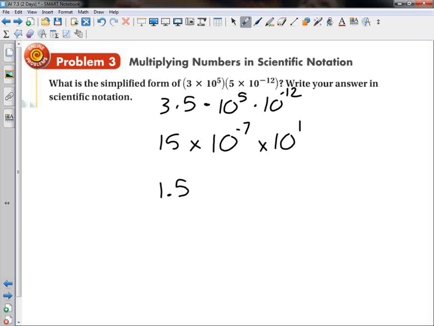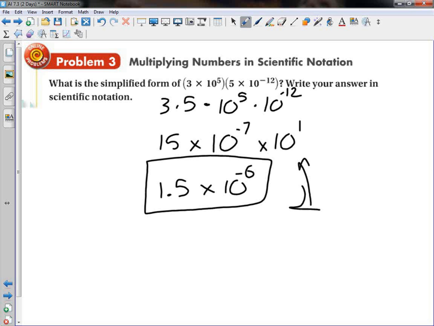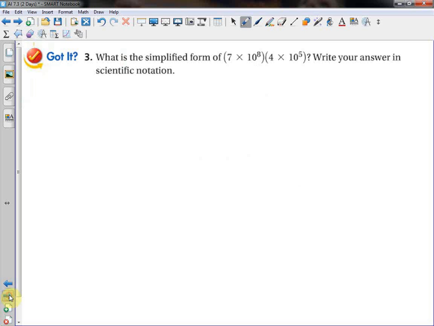Now, we need to combine our exponents a second time to get 10 to the negative 6. Now, I know that I wrote that out kind of longhand. You guys should be getting to the point where you're good enough at scientific notation where you could do that step in your head. But if you need to write it out, feel free to. But our final answer is 1.5 times 10 to the negative 6th power. Here's one for you to try. If you need help, refer to the previous problem.